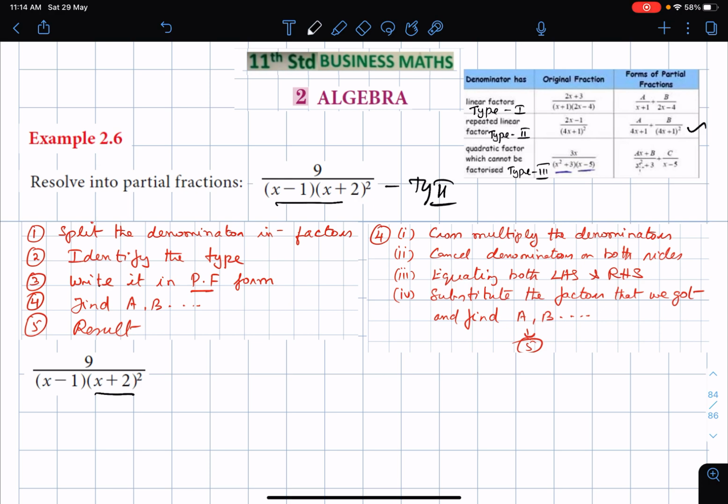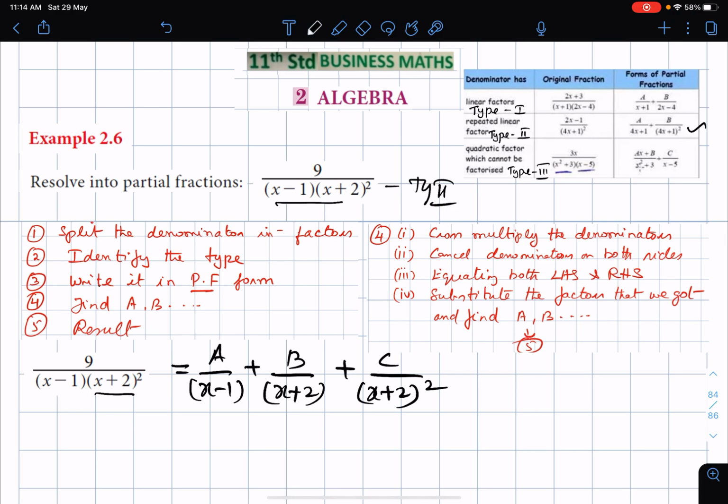So now for type 2 we have to resolve the factor (x plus 2) the whole square one time and two times, and already we have got one factor, so totally you will get three factors. So when you write the partial fraction, you will get a by the first factor as it is, plus b by (x plus 2) power 1, and plus c by (x plus 2) power 2. This is going to be your Roman letter 1. This is the final answer you are going to substitute. So this is our split form. We have identified it and written the partial fraction form.